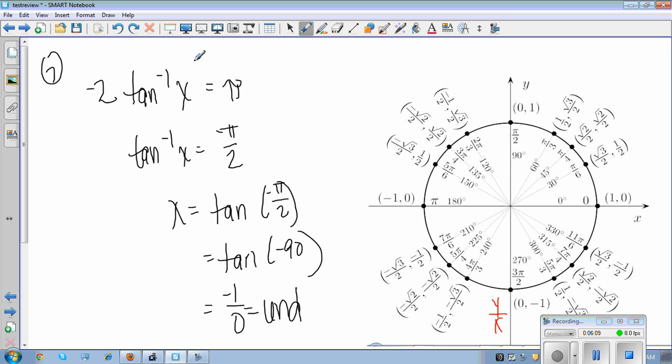7, pretty similar. Divide both sides by 2. I get inverse tan of x is equal to a -pi/2. Take the tan of both sides, so that way those undo each other. I'm looking at tan of a -pi/2, which is the tan of a -90, so I'm down here at the 270. And tangent is y/x. So a -1/0, can't have a 0 in my denominator, so that's undefined. We're not going to be able to solve this.